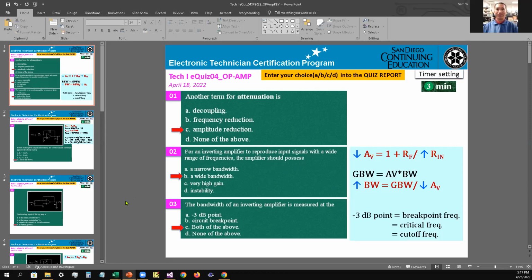Okay. All right, for number 3, the bandwidth of an inverting amplifier is measured at the minus 3 dB, that's the same thing as the breakpoint frequency, same thing as critical frequency, and also known as the cutoff frequency. So A and B, it's the same thing. So the answer is C as in cat for number 3. So we have any question on number 1, 2, or 3?